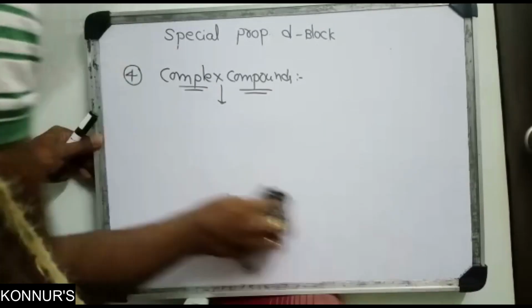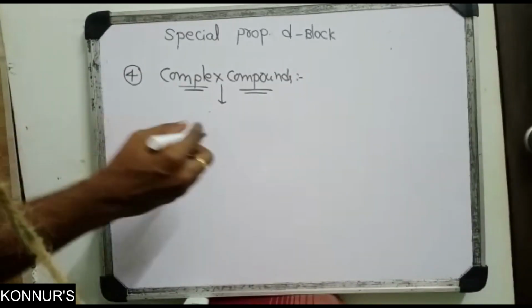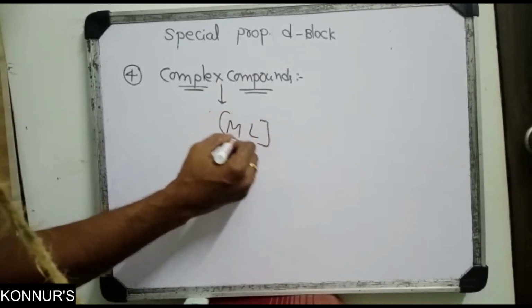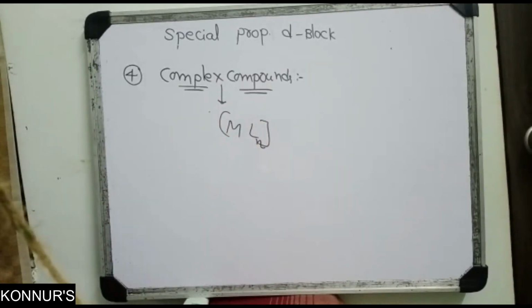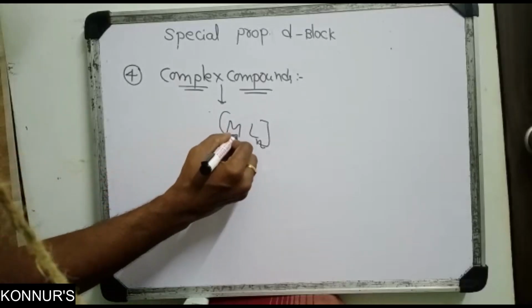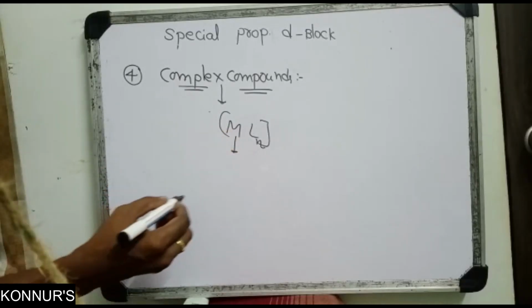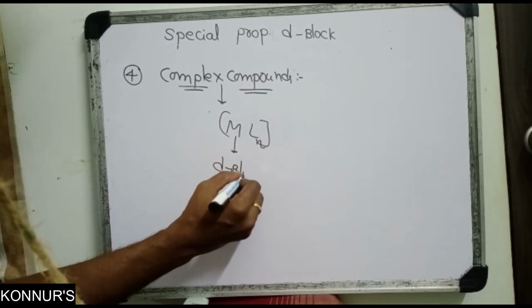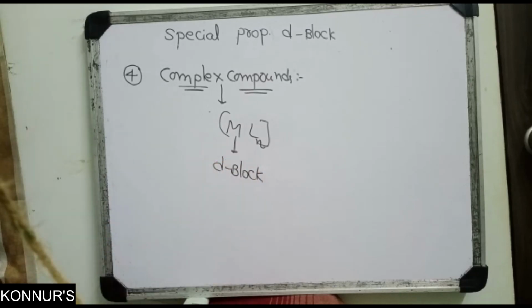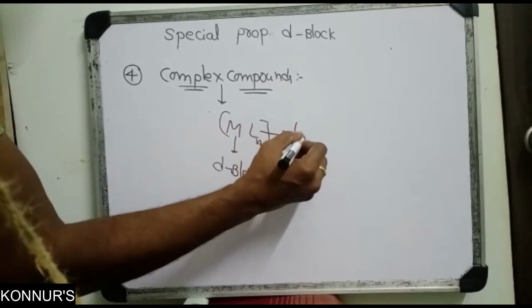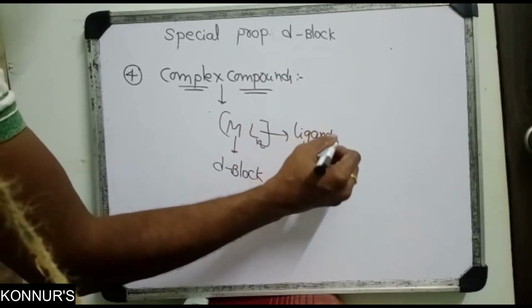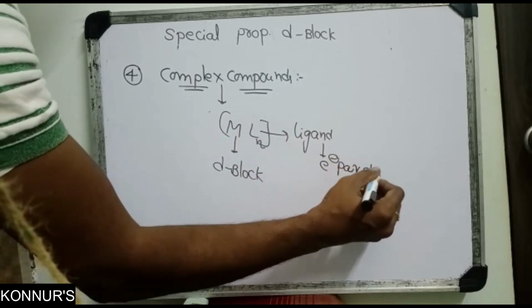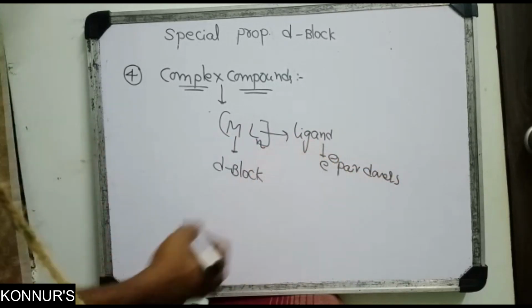So what is important in a complex compound is that one is the metal, another one is a ligand. Some are surrounded. So which one do you call the metal? The metal features are similar to, that is a d block only. Next, L means ligand. So ligand is an electron pair donor. Electron pair donors are ligands.